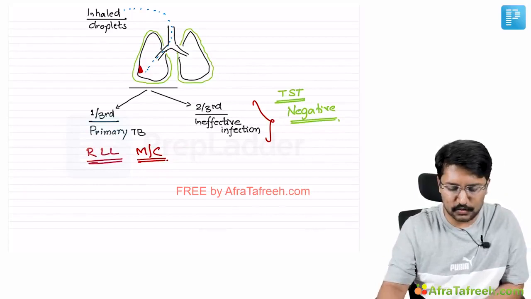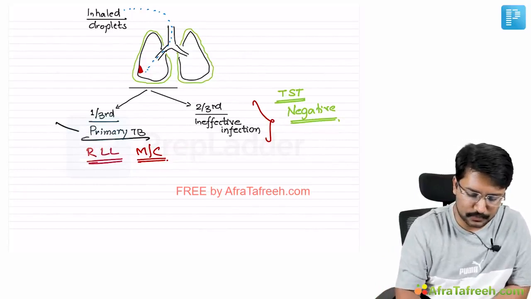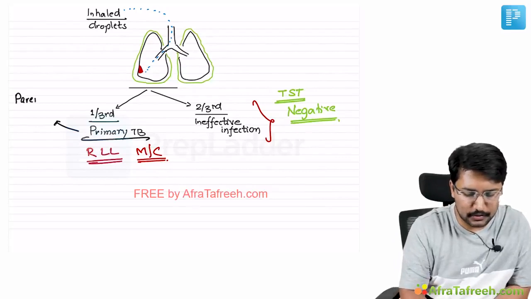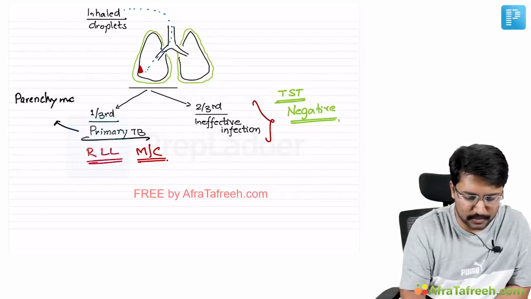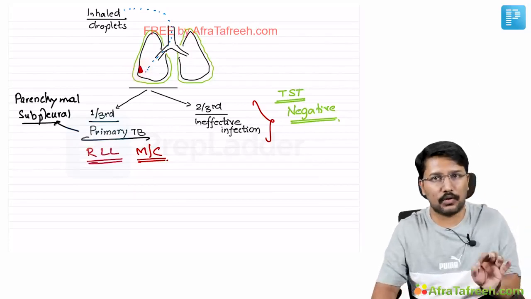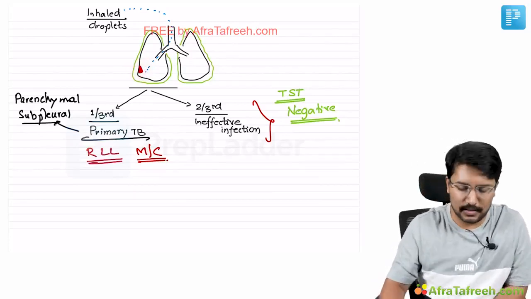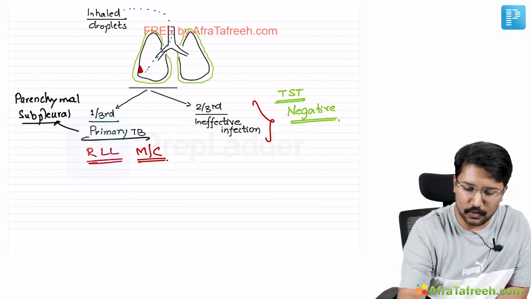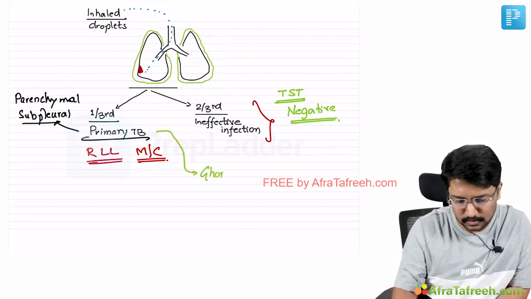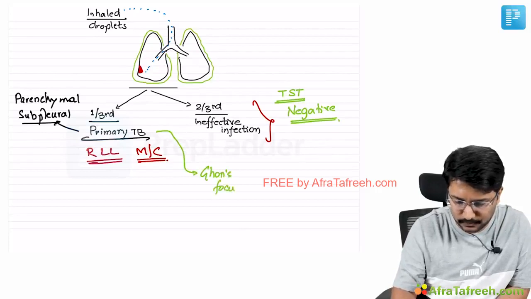The point number 1 is that primary tuberculosis, as I've already told you, is a parenchymal disease, right? And it is usually subpleural. So if you note here, I have drawn a subpleural location itself, right lower lobe, subpleural lesion. This is what we call Ghon's focus, right? The name of this primary tuberculosis focus is Ghon's focus.